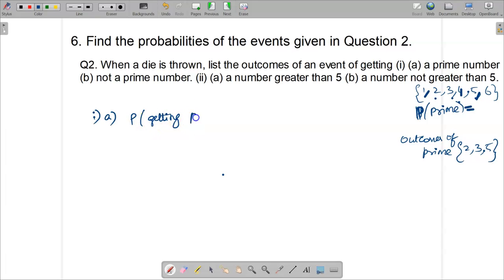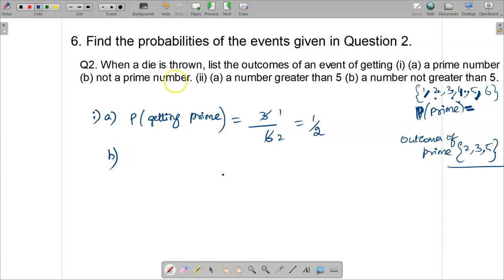So the probability of getting a prime number. Again, what are the favorable outcomes? 2, 3, 5. So the number of favorable outcomes is 3, out of possible outcomes 1, 2, 3, 4, 5, 6. 3 ones are 3, 3 twos are 6. So the probability is 1 by 2.